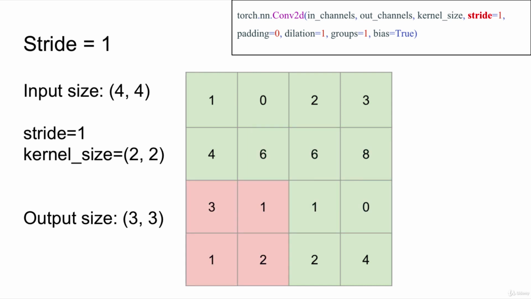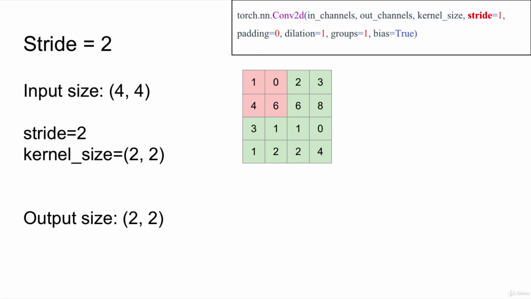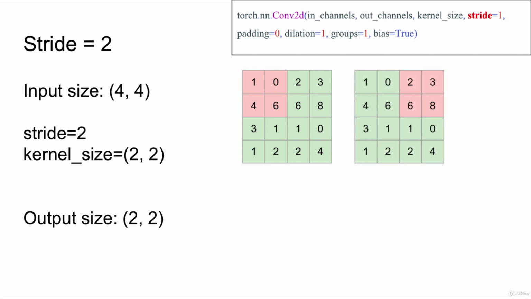On the animation on the slide you can see how the convolution with stride 1 works. In the animation, the red is a kernel, the green is the input image. Note that if we have input size 4×4 and kernel size 2×2, then the output size will be 3×3. Now let's increase the stride to 2. Look what happens now. We increased the stride and the size of the output of the convolution decreased. Now it is 2×2.